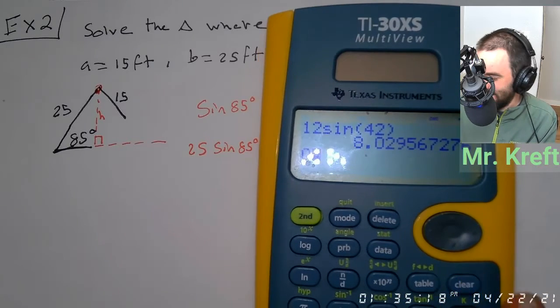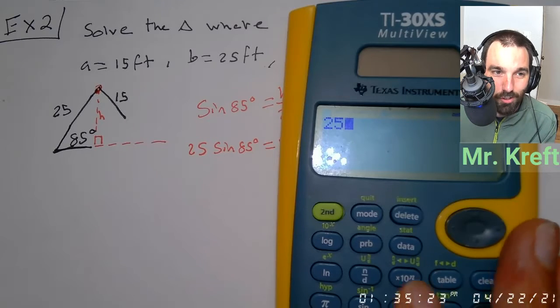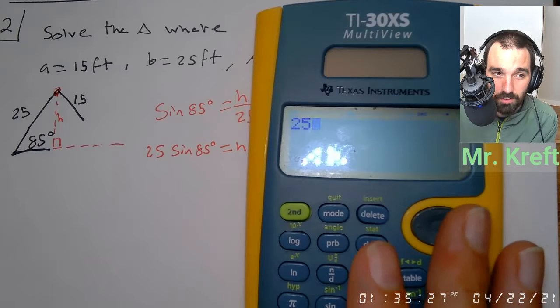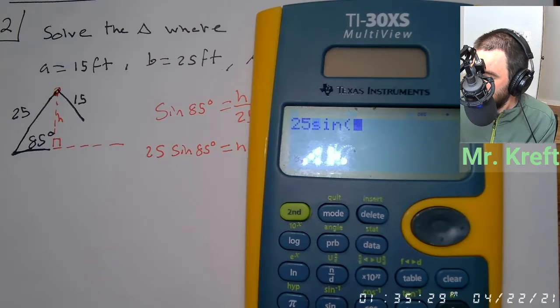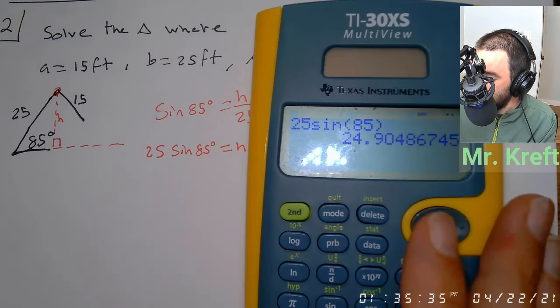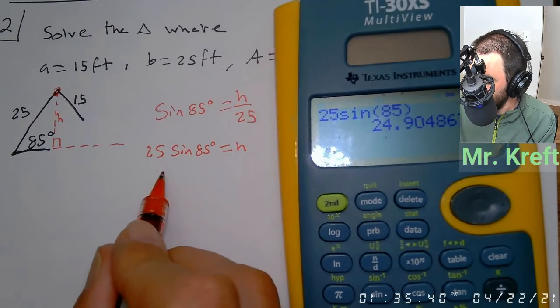Onward, my mighty stallion. Okay, and you guys at school, you guys should keep each other honest, right? You should be able to hear each other say that out loud. So keep each other honest. 25 sine of 85. Okay, I hit enter, and I get H is about 24.9.